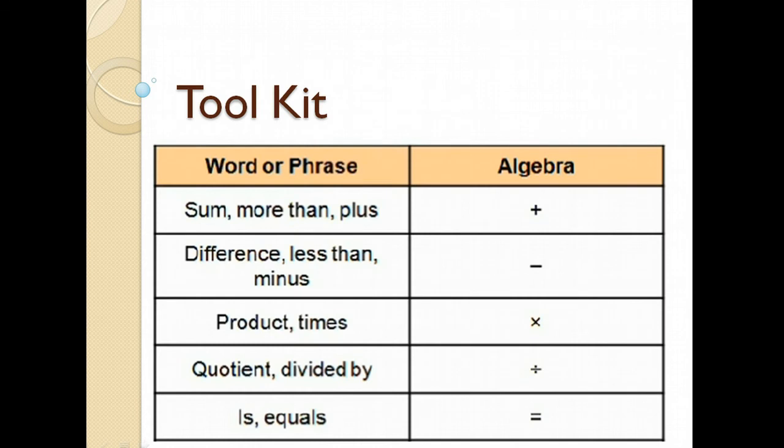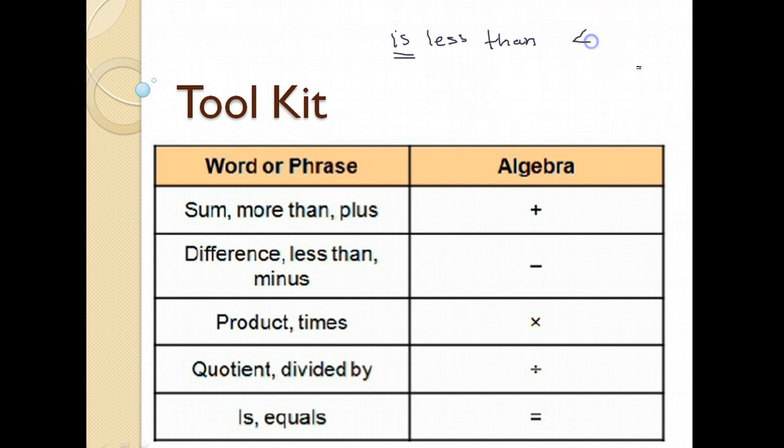Here are some common words when setting up equations. Sum, more than, plus means adding. Difference, less than, minus means subtraction. Product, times; quotient, divided by; is, equal to. Now, don't confuse this with the word is less than. So if you see is in front of something, it's either going to be an equal to or an inequality. So is less than should not be confused with strictly less than.